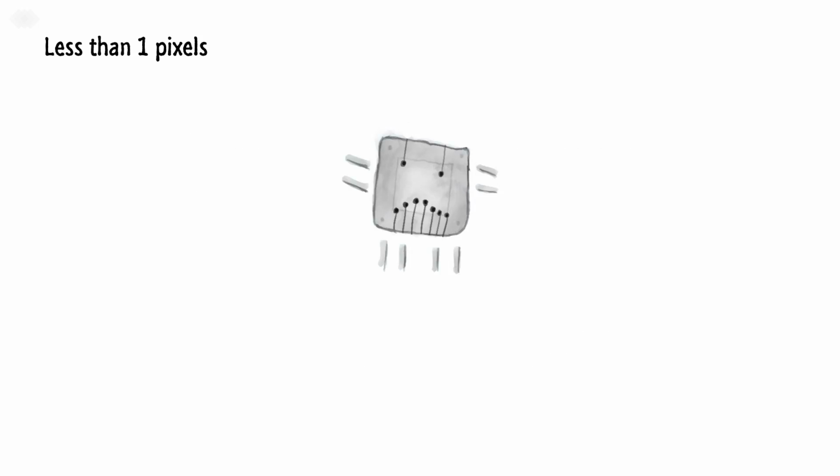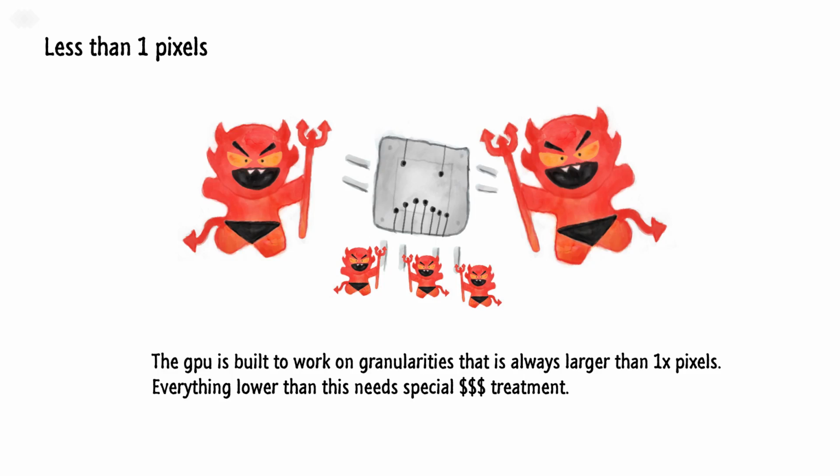Last example, what if something is less than 1 pixel? If a triangle is smaller than 1 pixel, aka subpixel, all hell breaks loose. All GPUs are built to work on sizes larger than 1 pixel. If something is smaller than this, a lot of really expensive magic must be done instead.